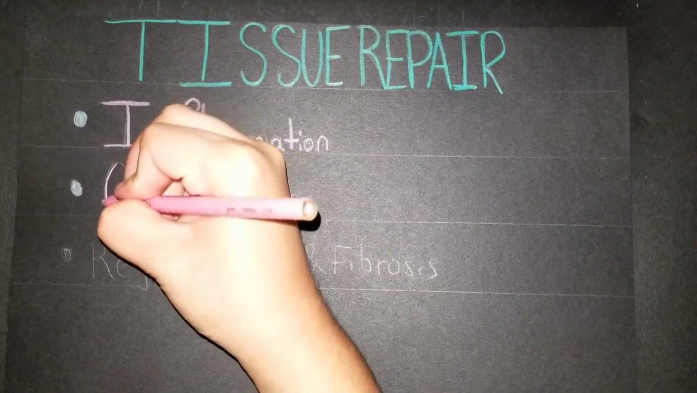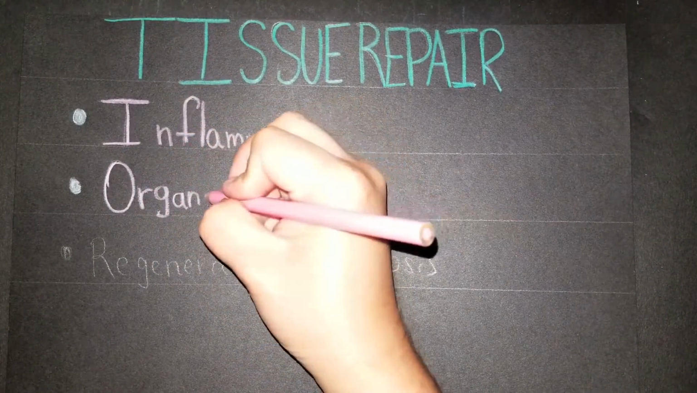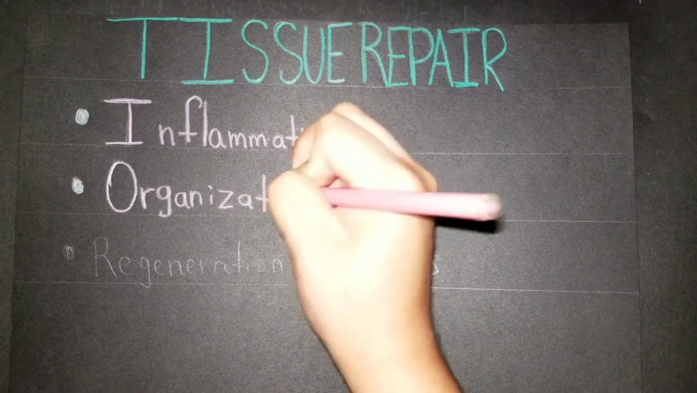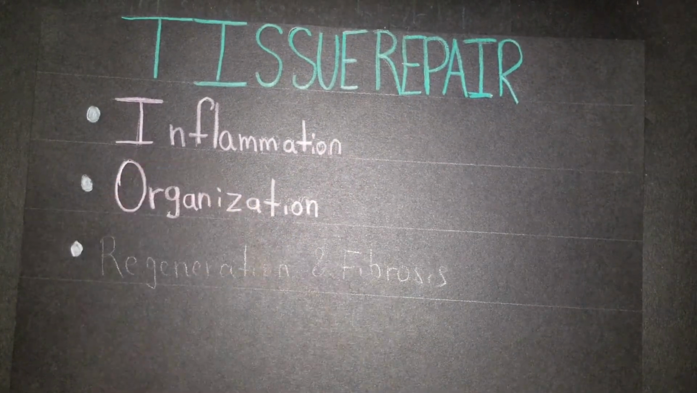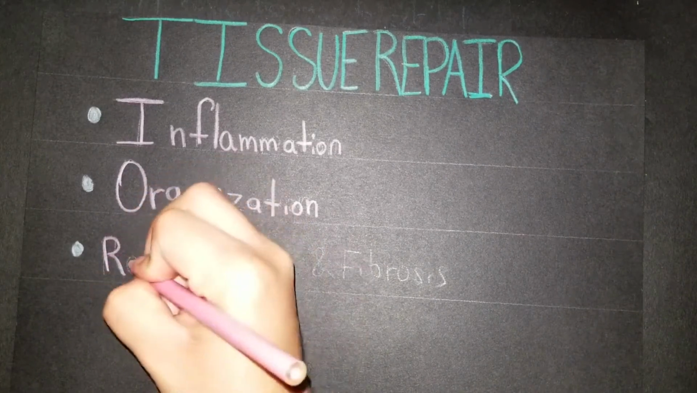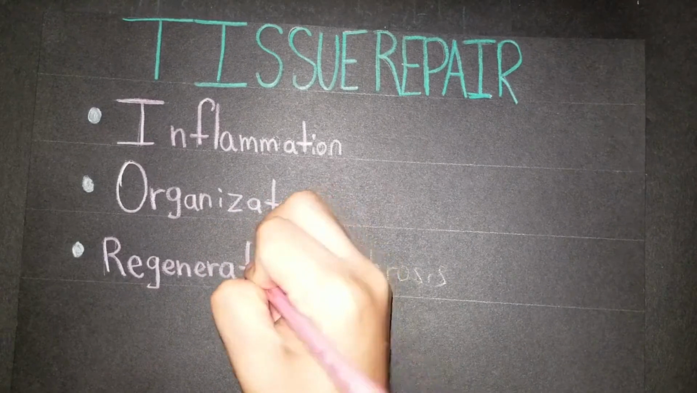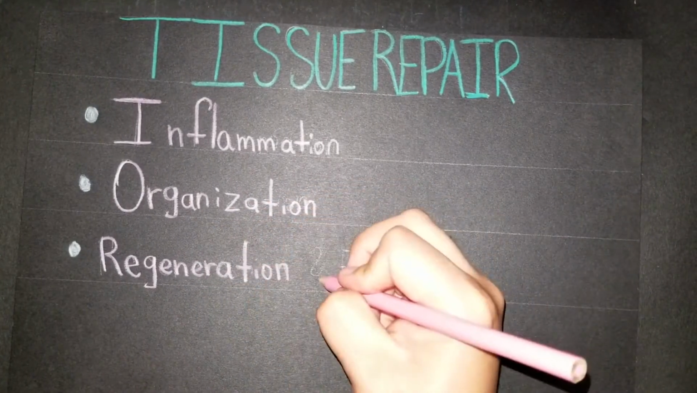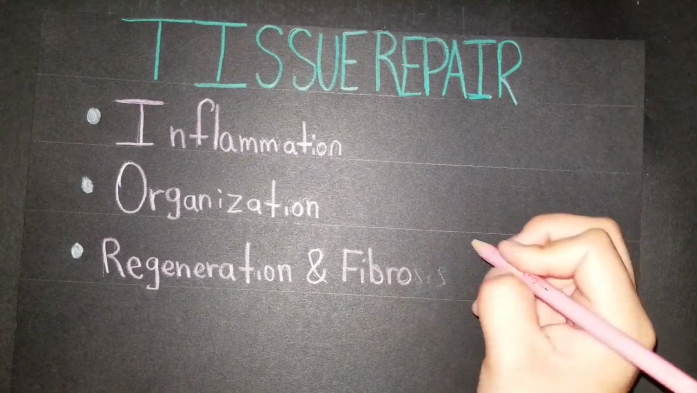Organization is when you actually start the organization. Formation of granulation tissue: new capillaries and fibroblasts that make collagen fibers to help knit the wound together. Regeneration and fibrosis: the epithelial tissue renews over the top of the cut. Fibrosis is the formation of scar tissue.